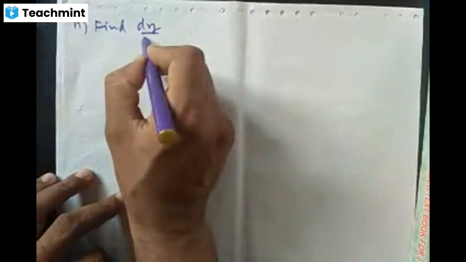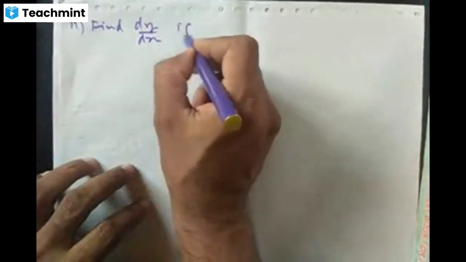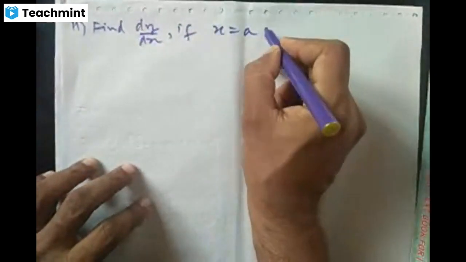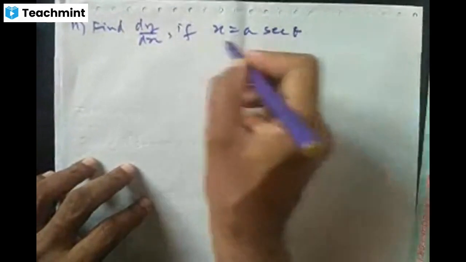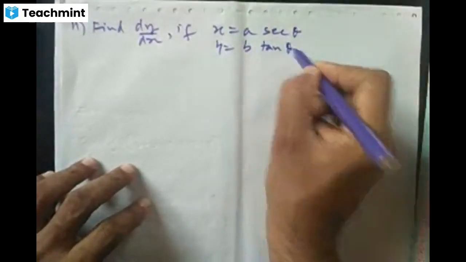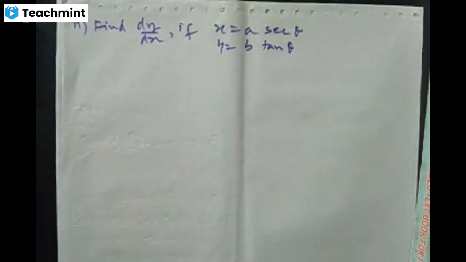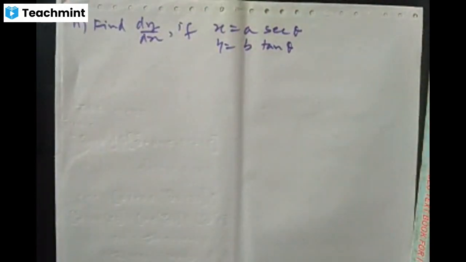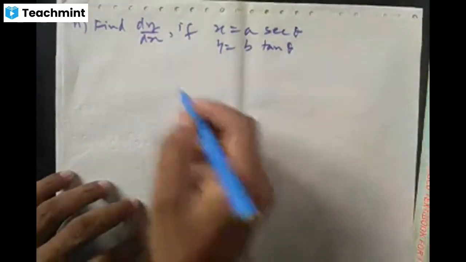Problem number 11. Find dy by dx if x is equal to a into secant theta, y is equal to b into tan theta.